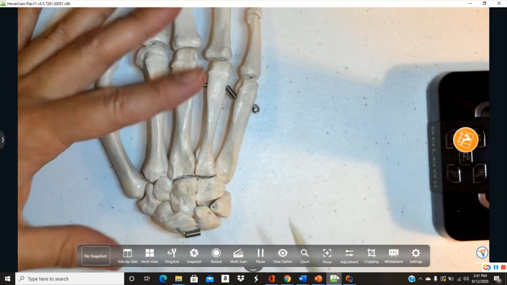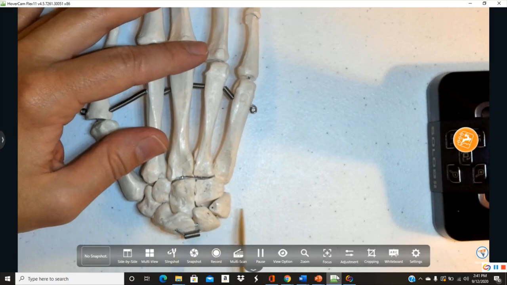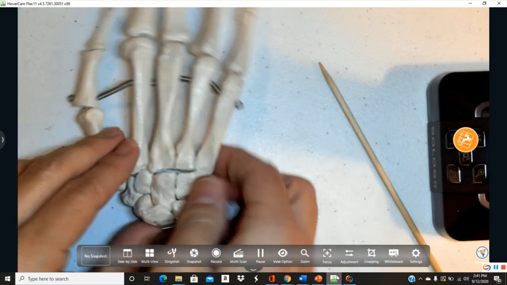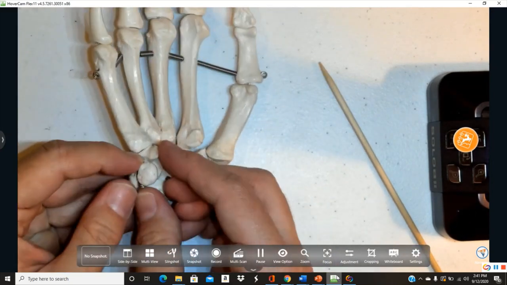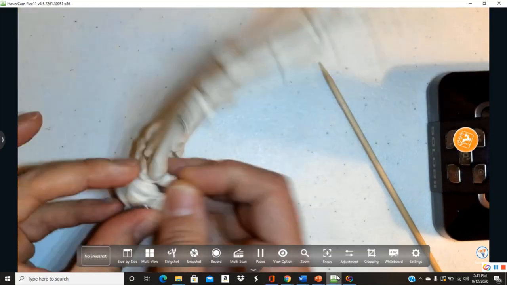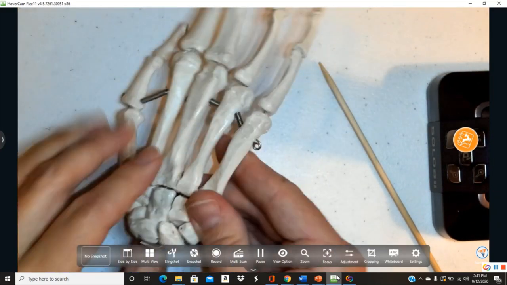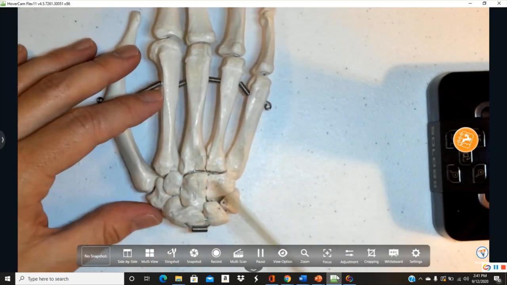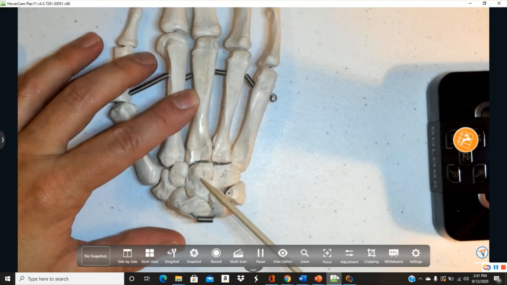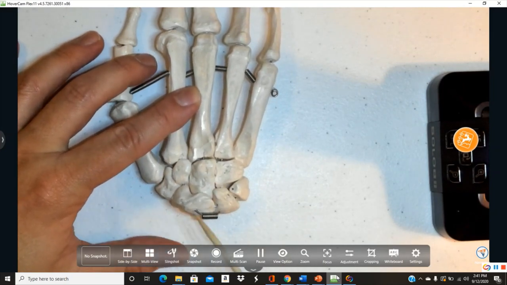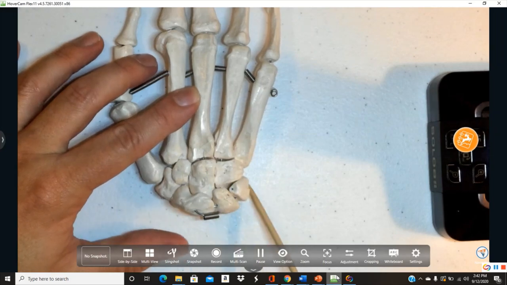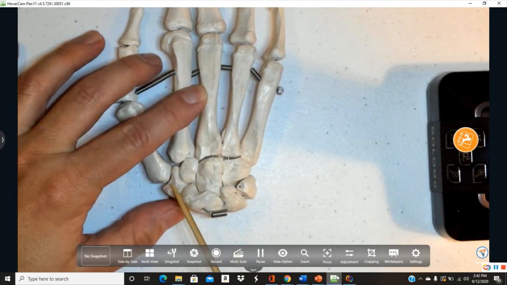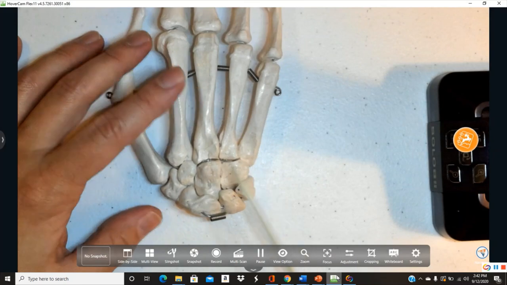Now, so long to pinky. Here, hamate. Now, if you look on the palmar surface of the hamate, you will see it has a hook, the hook of hamate. It's a good way of checking yourself when you're studying. So the hamate. So long to pinky, here comes, in the middle of the wrist is the capitate. So long to pinky, here comes the trapezoid, and then the trapezium is on the thumb.